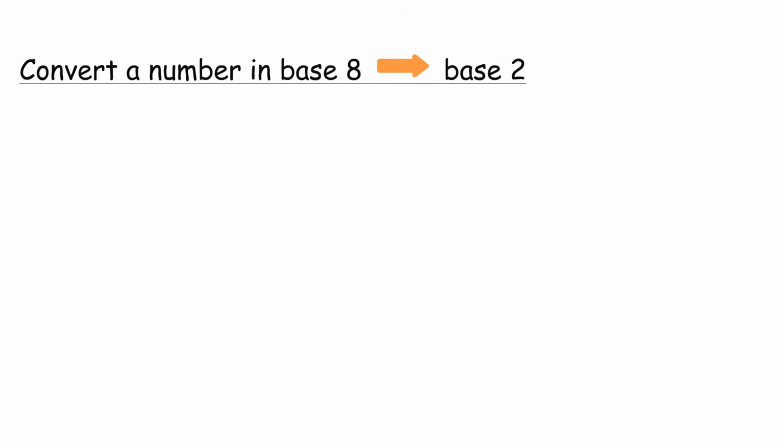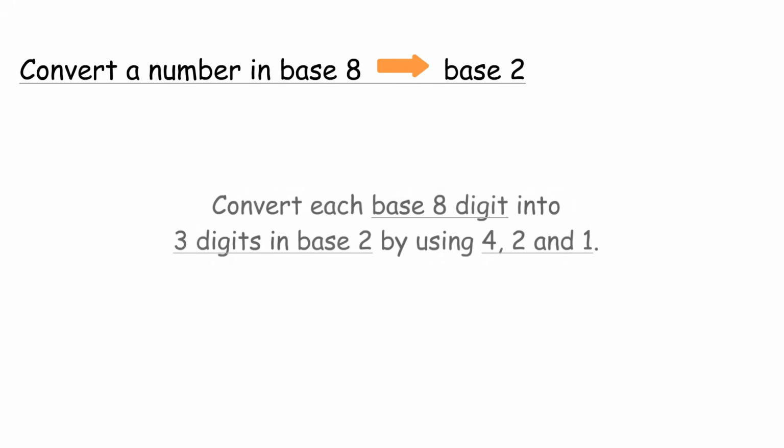Convert a number in base 8 to base 2. Each digit in base 8 is equivalent to 3 digits in base 2. To convert a number in base 8 to a number in base 2, convert each digit into 3 digits in base 2 by using 4, 2 and 1.